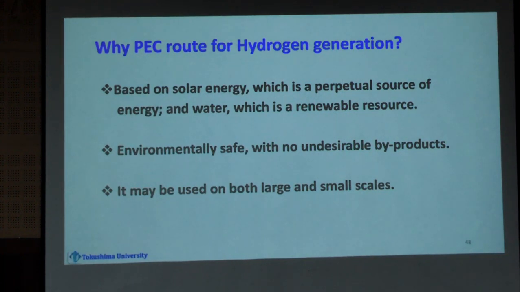Therefore, when we use this photoelectrochemical technique with the help of water, it cannot create any kind of byproduct since the process occurs within the water. It may be used on both large and small scale. So as I told, small hydrogen production is possible. If you have this photoelectrochemical cell, you can make hydrogen quickly in a small space. And also you can make it on a larger scale.